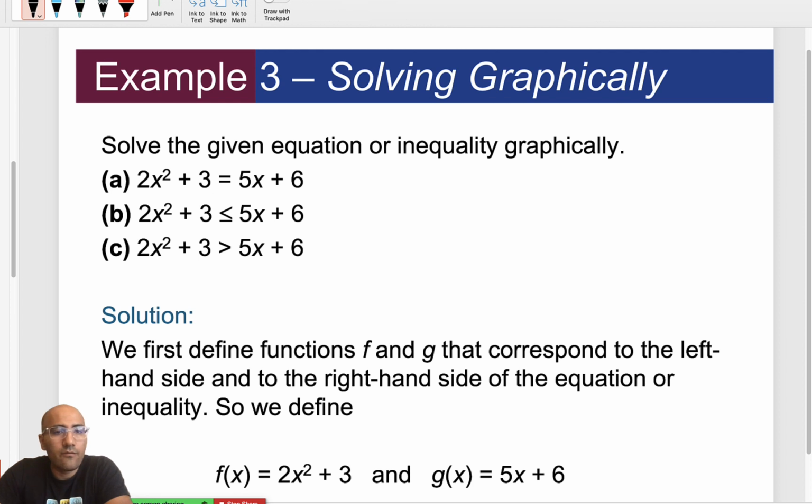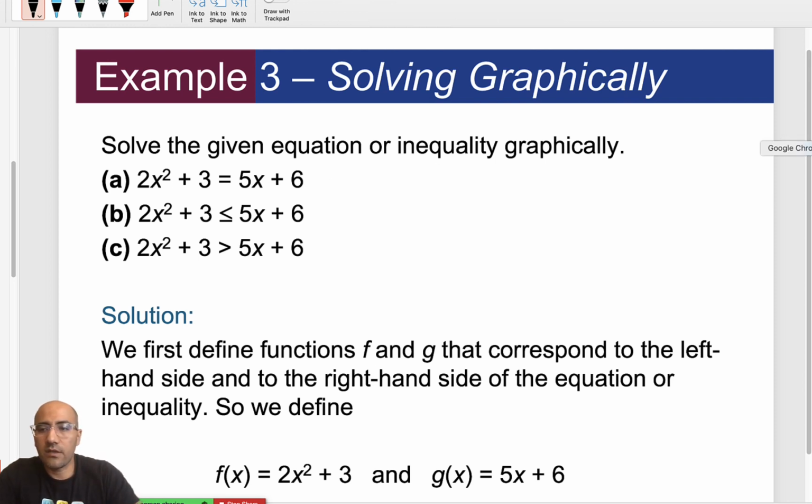Okay, so for example, solve the given equation or inequality graphically. So don't solve it algebraically, solve it graphically. So we have 2x squared plus 3 equals 5x plus 6. The first thing we want to do is define the left-hand side of this equation by some function f of x, and define this side of the equation by some function 5x plus 6. Next, we want to graph them both and figure out where they cross.